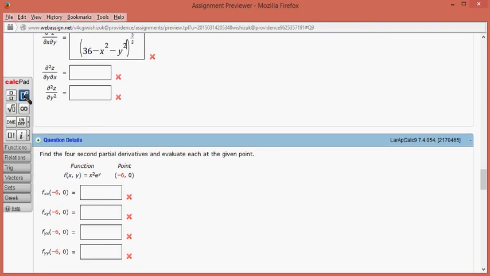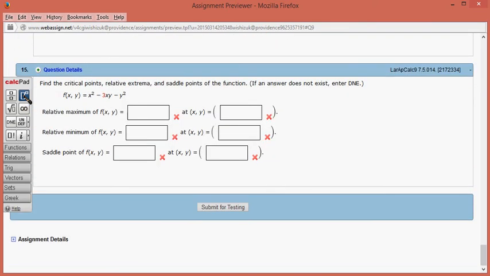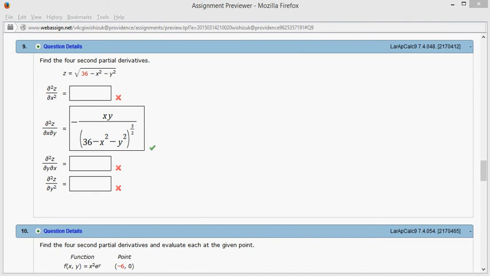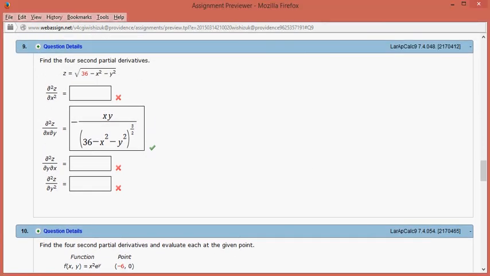Right, so let's check the answer here. Submit for testing. Alright, we got this one. Alright, so let's find the second partial with respect to y.